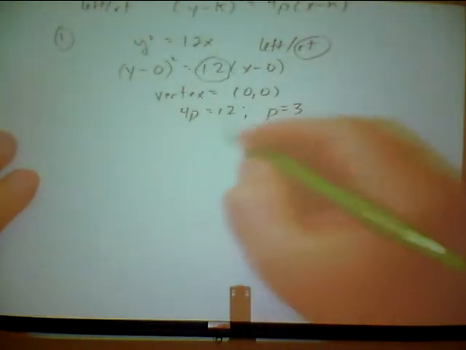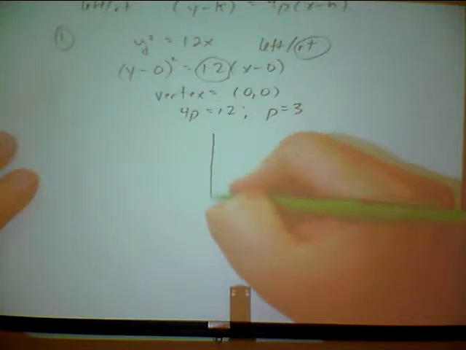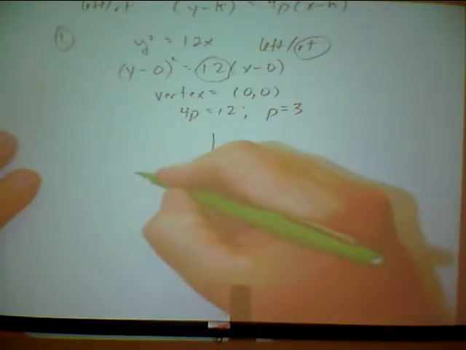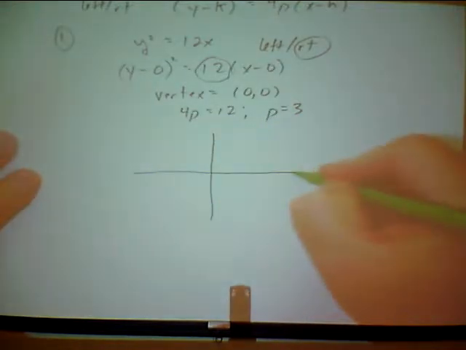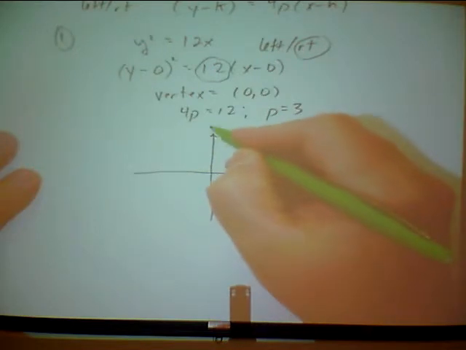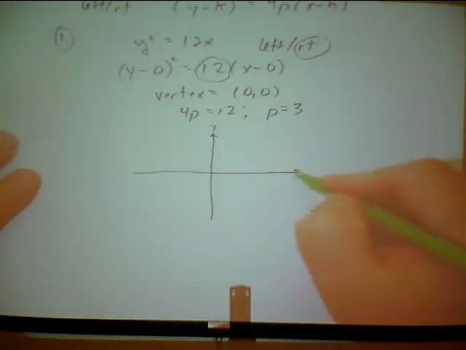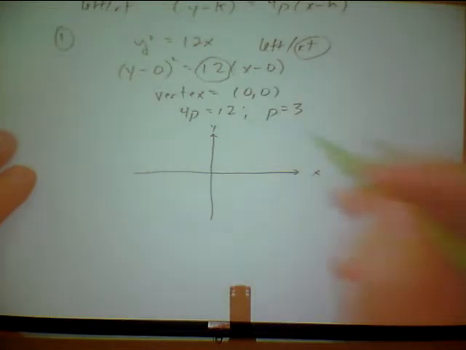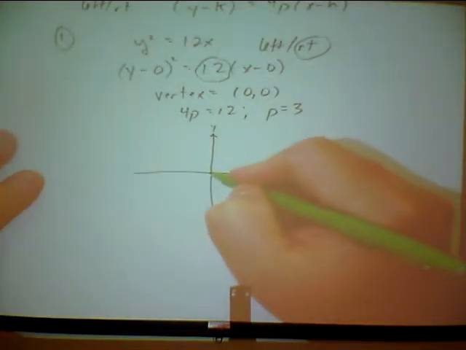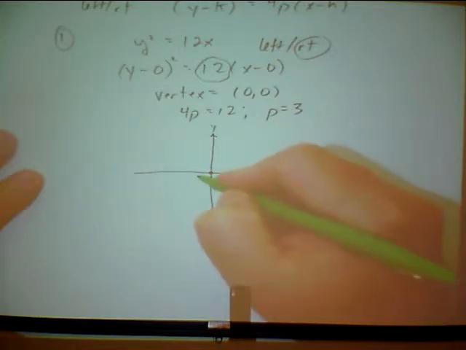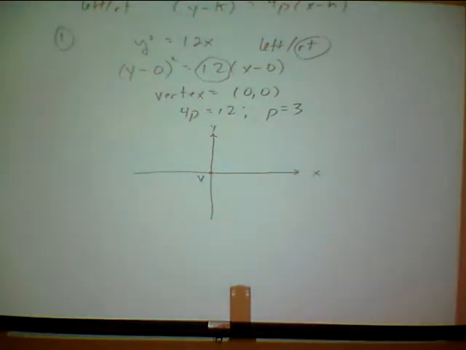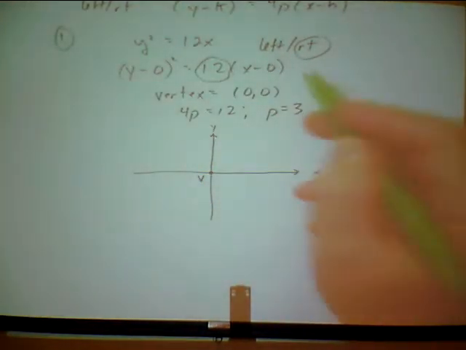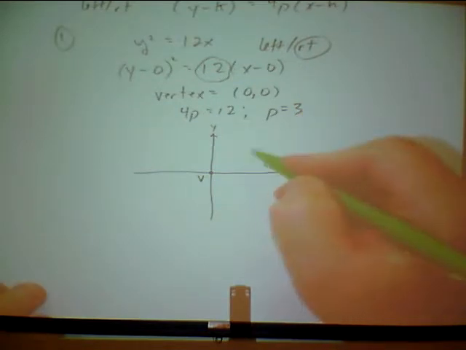At this point, I have everything I need to go and begin to graph this parabola. So let's do it. So first of all, I've got to keep everything straight, because when you do these problems, sometimes you get confused and you start graphing things the wrong way. Let's first graph the vertex, right? (0, 0). I'll even label it a V for vertex. Now I know this parabola is going to open to the right. It's going to look something like this.